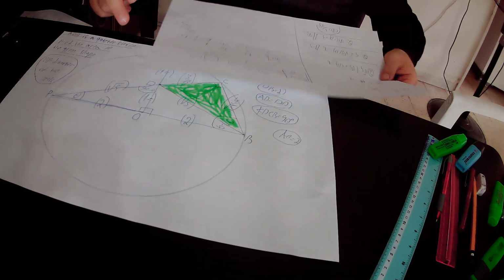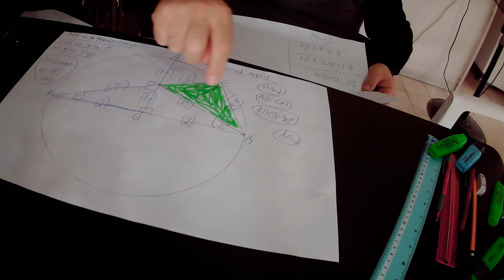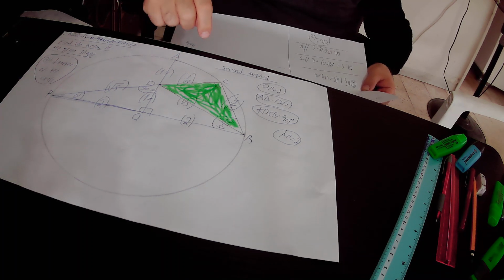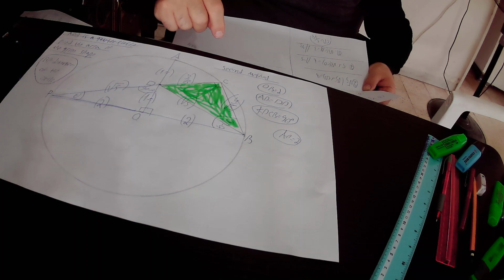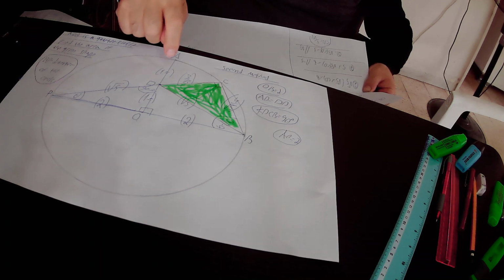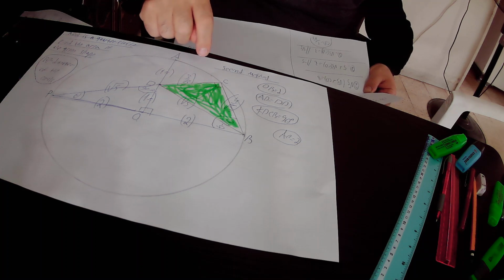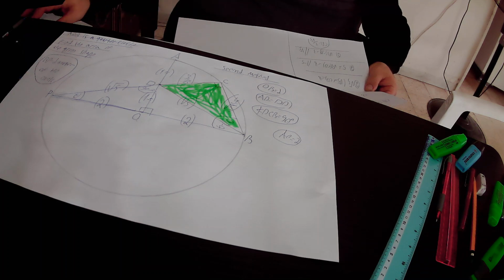So we found out the area of this green shape equals either 6/5 square units, or in terms of numbers, 1.2 square units. So in both methods, we arrive at the same results. The area of this green shape equals either 1.2 square units, or 6/5 square units. Okay, thank you very much.